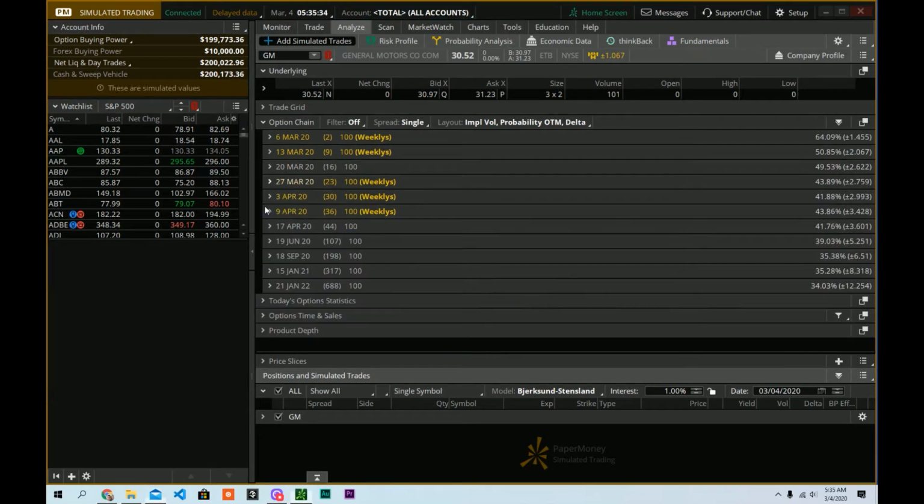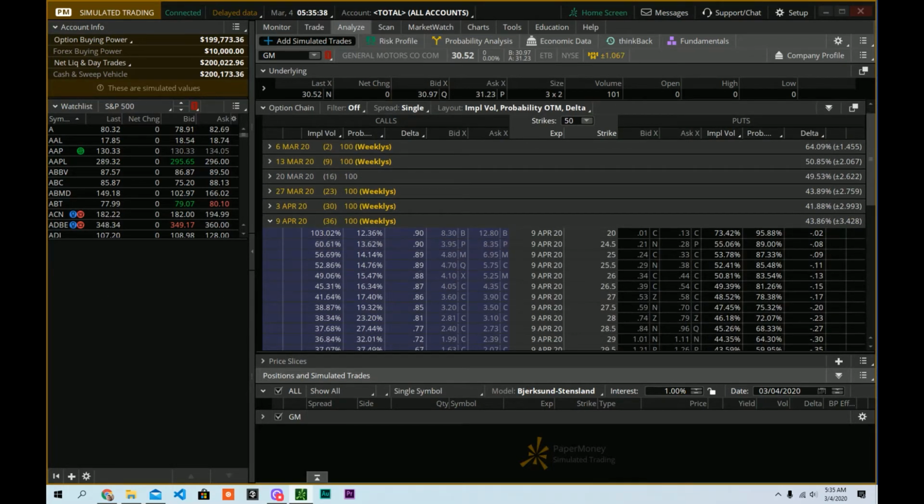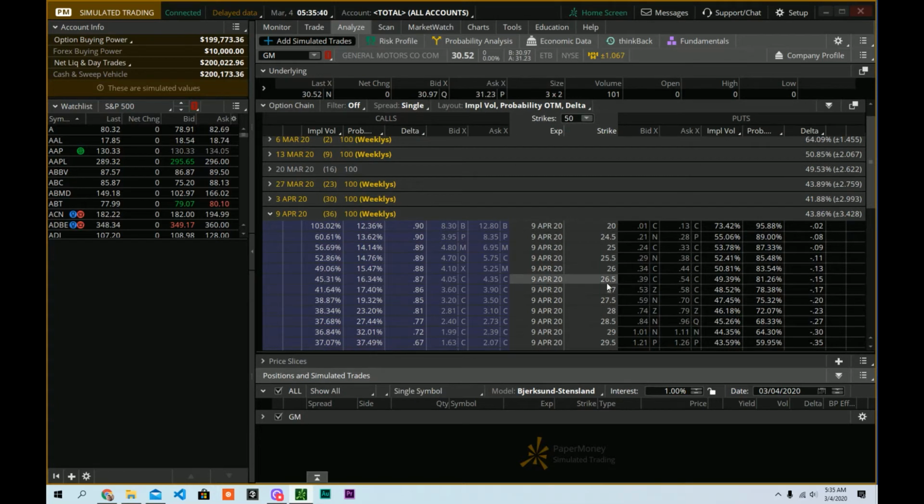Nope, I lied. 36, that's the one that the email says. 36 days to expiration, and it's going to be the short 27 put. Now, this is pretty cool. I'm seeing it's pretty darn close to what tastytrade seems to do for their naked options.